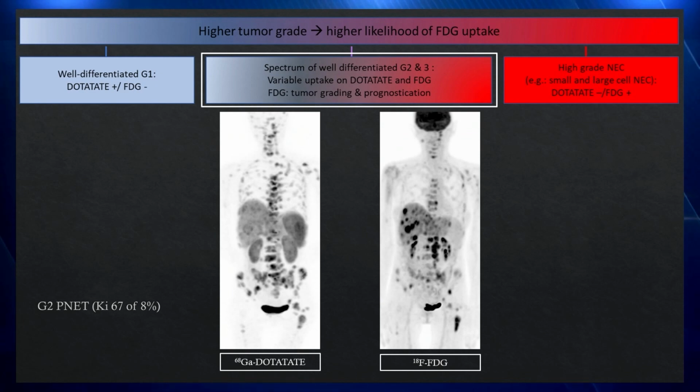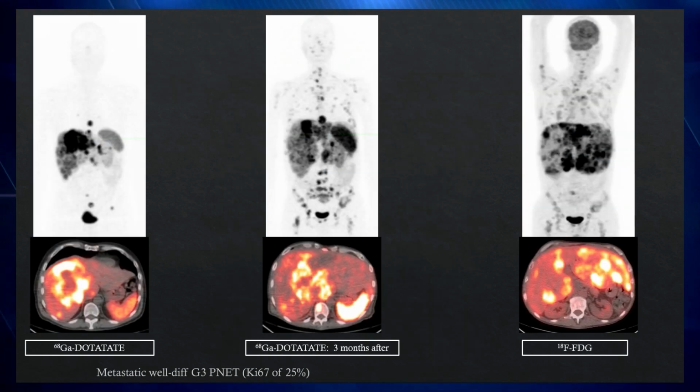So some patients can have heterogeneous disease on both. Like, for example, this patient with a grade 2 PNET, and they have a lot of disease that we see clearly on Dota-tate PET, but we have some liver lesions that are more aggressive and that we see on FDG PET, but not much on Dota-tate. So basically, that's how both agents are going to give us complementary information to be able to evaluate the tumor overall.